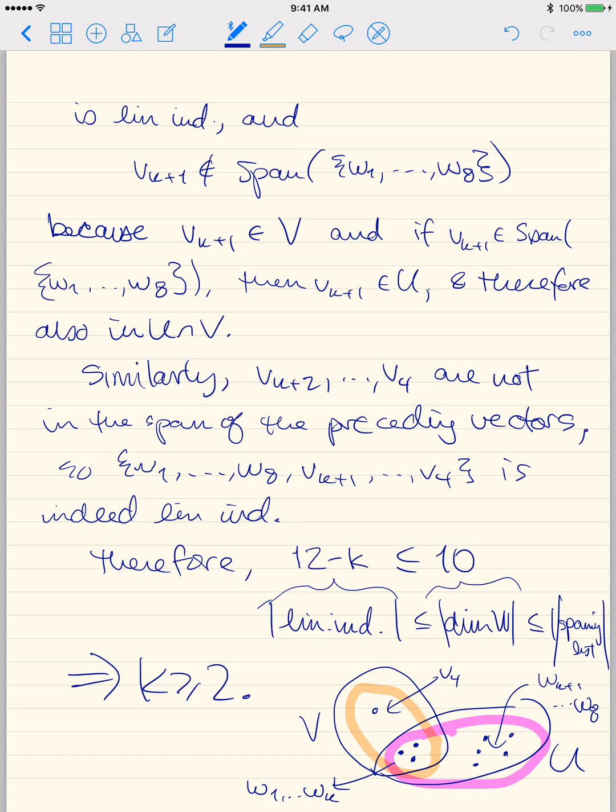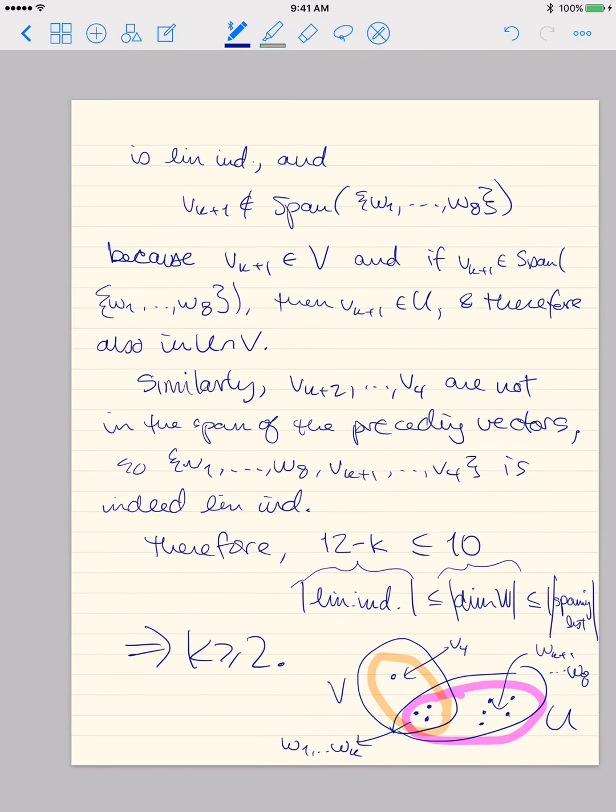Yes? I see where the fact that the linearly independent list is smaller than the spanning list comes from, but where does the part about the linearly independent list being smaller than the dimension come from? Well, the dimension is the length of any basis, and a basis is a linearly independent spanning list. So any spanning list gives you an upper bound. Yeah, okay. Maybe I should explain that. But isn't that contradicted by the definition of a basis?